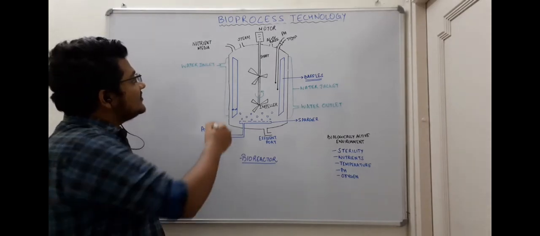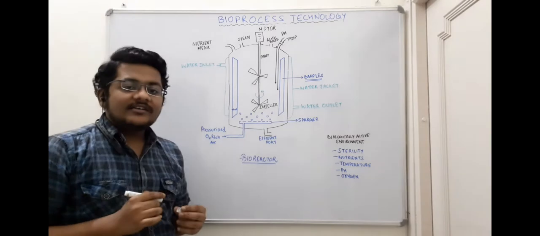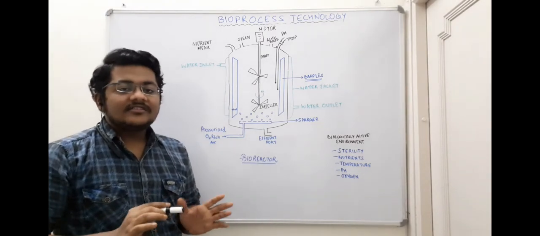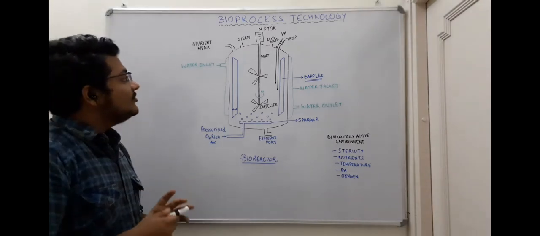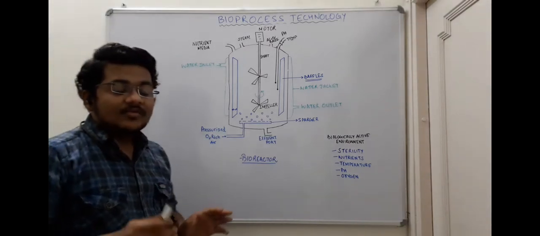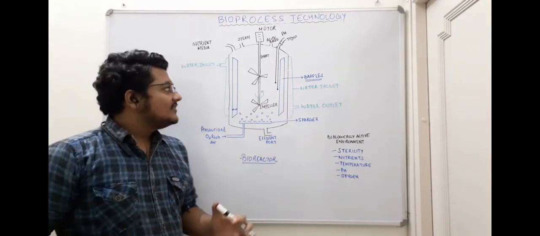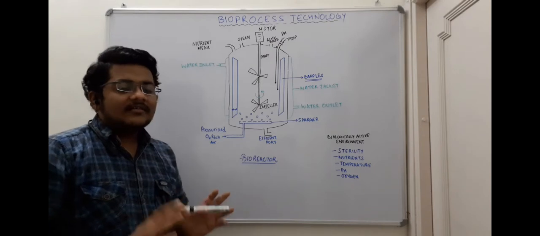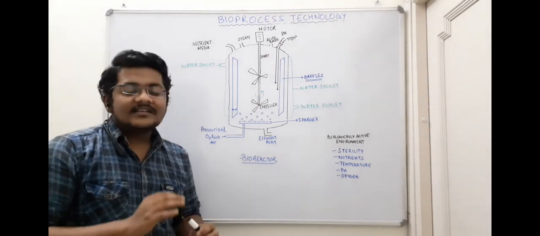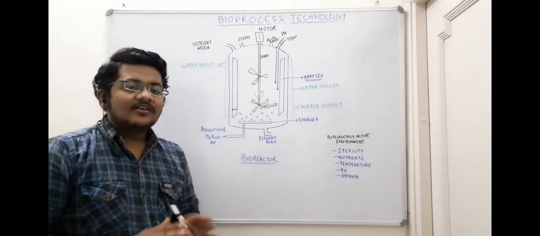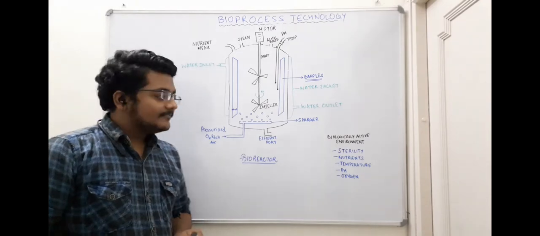So what happens is, steam enters through this port and stays in the bioreactor, and it maintains the temperature of the bioreactor at 121 degrees Celsius for a particular time period, and after that the steam is passed out and the bioreactor is now sterile. That means all the microorganisms which are present in the bioreactor are now killed or dead. So we need not worry about contamination.